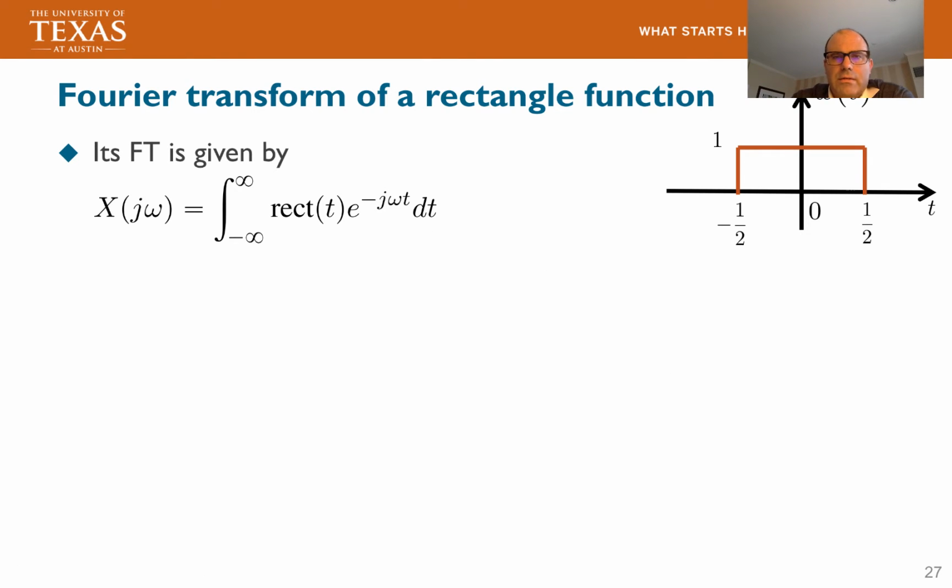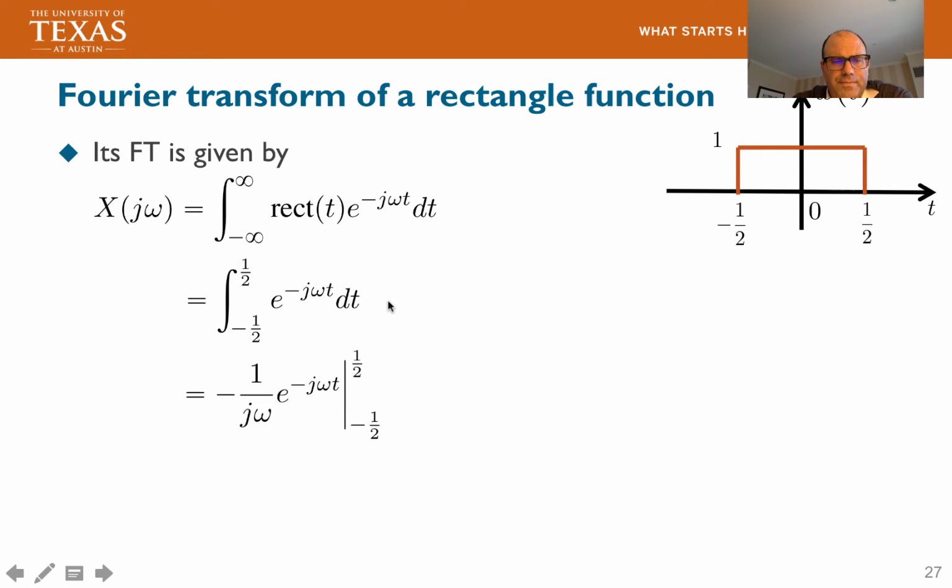So let's look at the Fourier transform of the rectangle function. The Fourier transform is given by the integral from minus infinity to infinity of the rectangle times e to the minus j omega t. Using the fact that it is non-zero only from minus 1/2 to 1/2, we get the integral from minus 1/2 to 1/2 of e to the minus j omega t dt. Evaluating that integral gives us minus 1 over j omega, e to the minus j omega over 2 minus e to the j omega over 2.